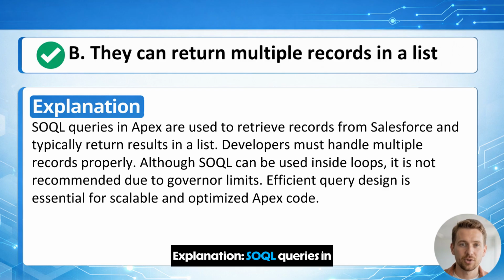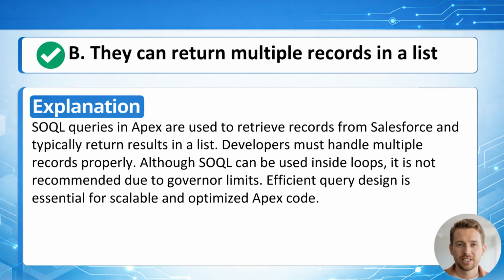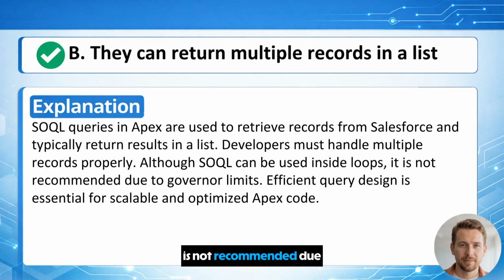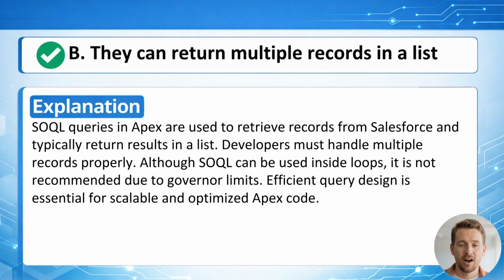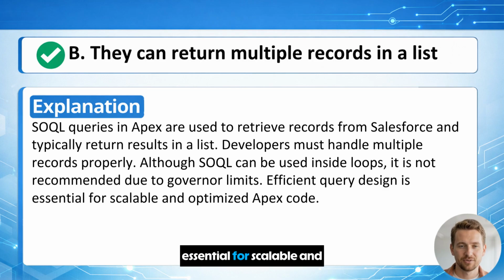Explanation. SOQL queries in Apex are used to retrieve records from Salesforce and typically return results in a list. Developers must handle multiple records properly. Although SOQL can be used inside loops, it is not recommended due to governor limits. Efficient query design is essential for scalable and optimized Apex code.